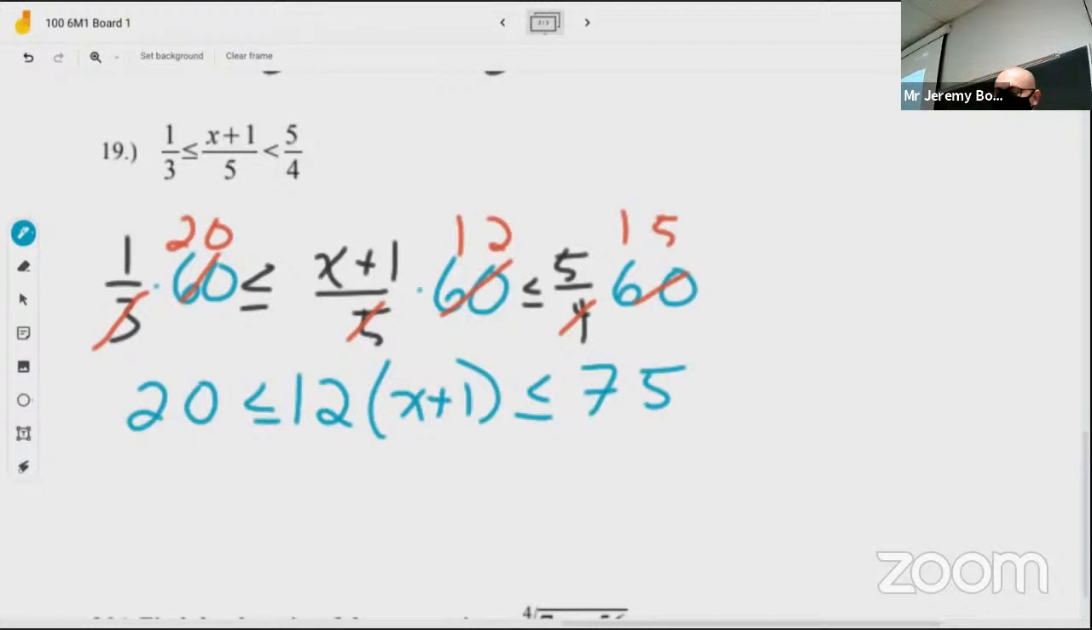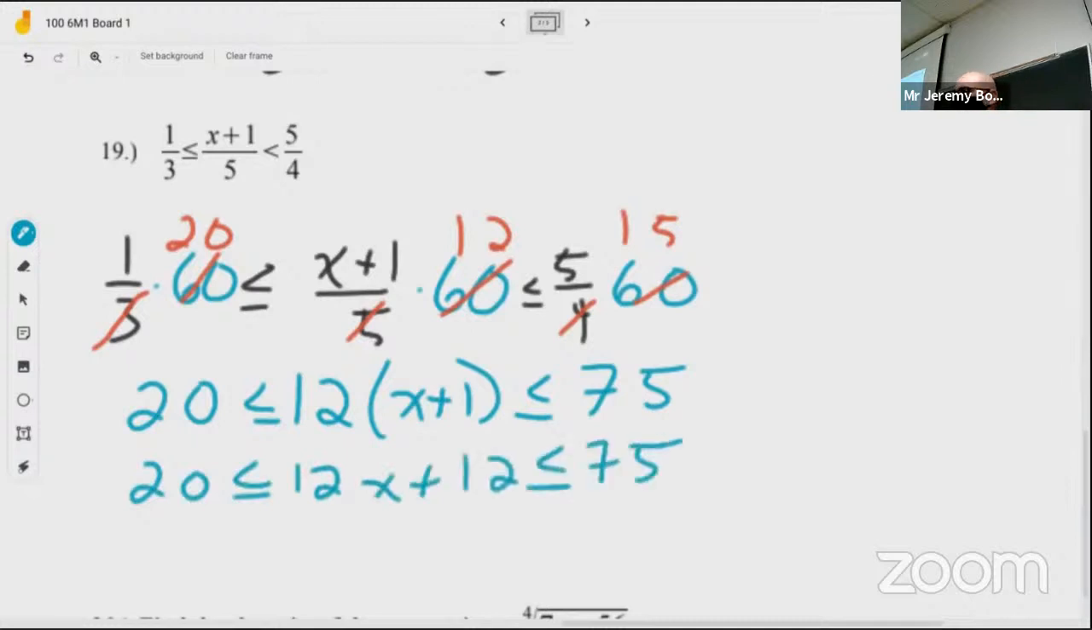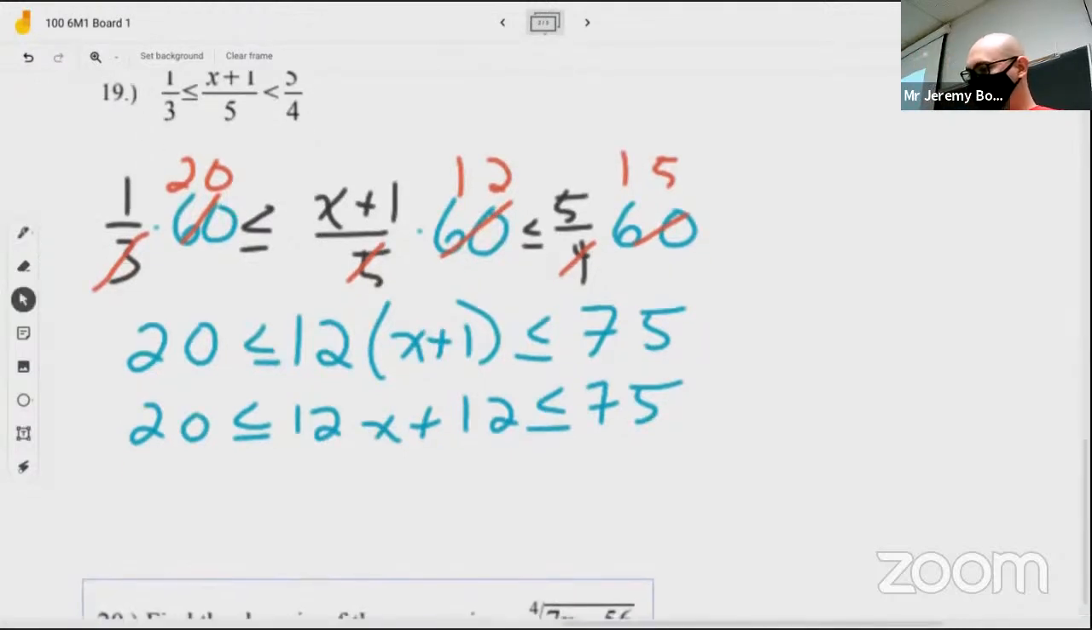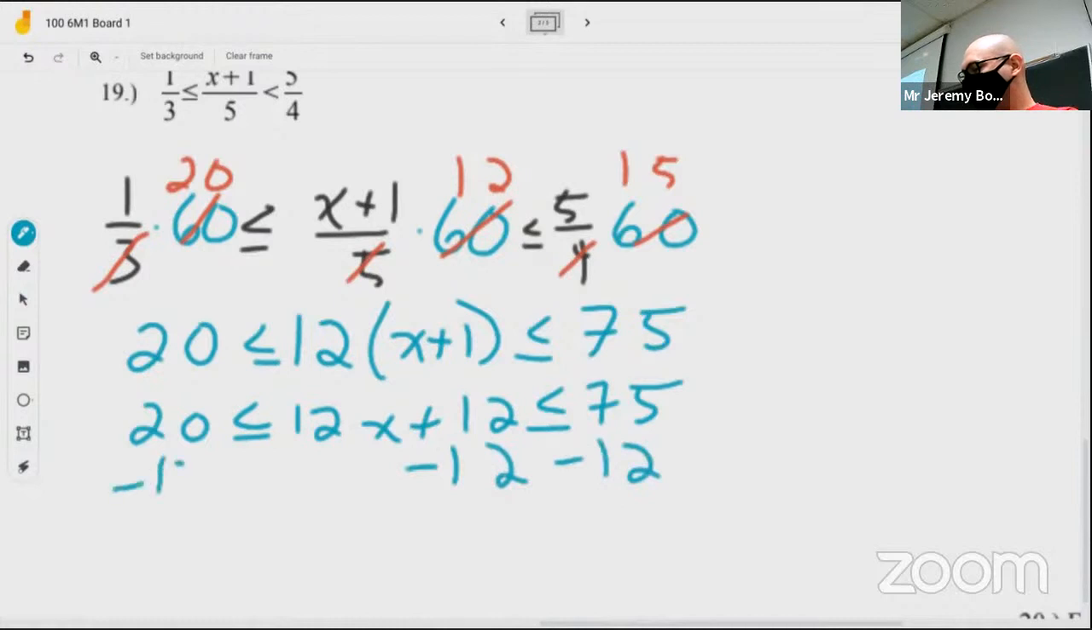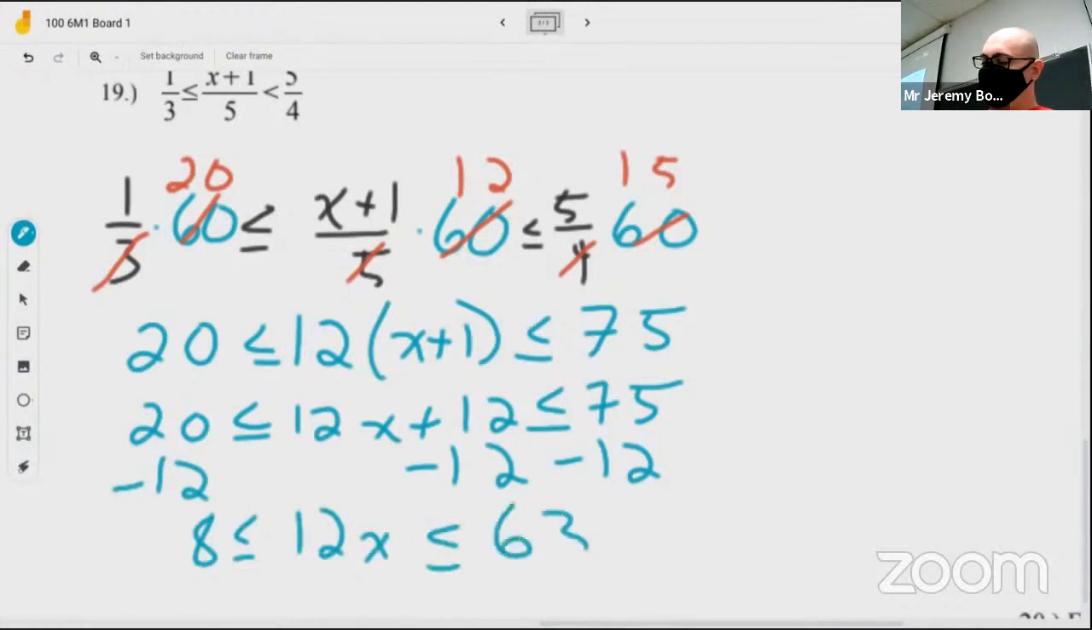Let's distribute that 12 through the x plus 1. So we'll have 20 less than or equal to 12x plus 12, which is less than or equal to 75. So make sure you distribute the 12 to the 1. I feel like that would be a prone error, an error that would happen often. All right, so let's start working it. We got the 12 and the 12x. Let's subtract 12 from all our parts. And so we'll have 8 is less than or equal to 12x is less than or equal to 63.